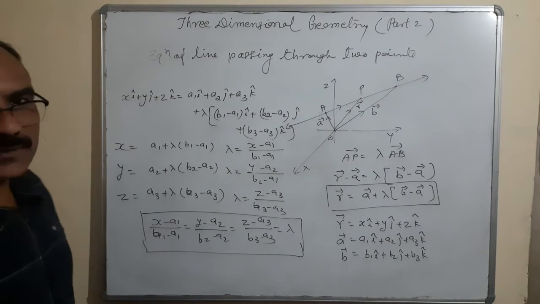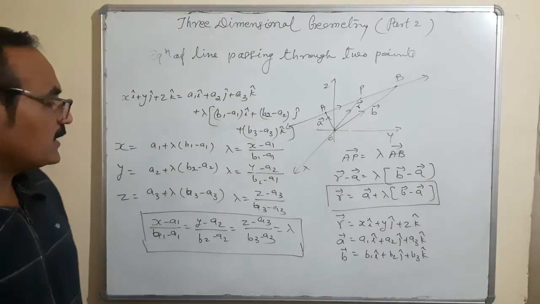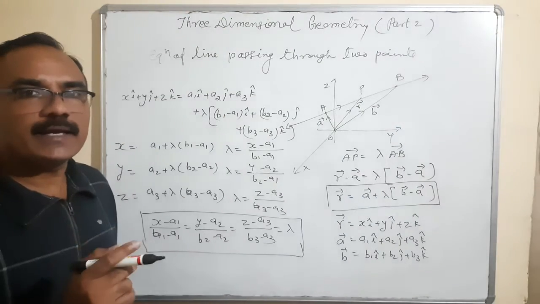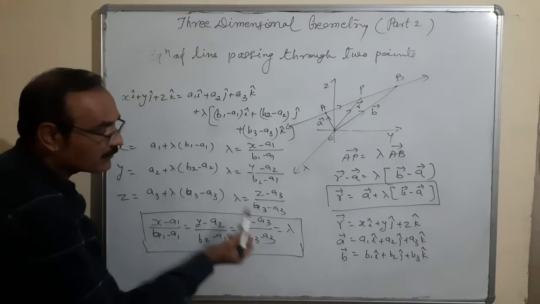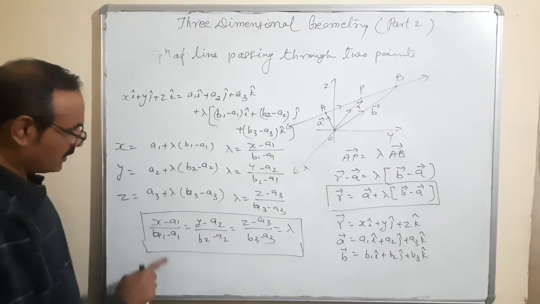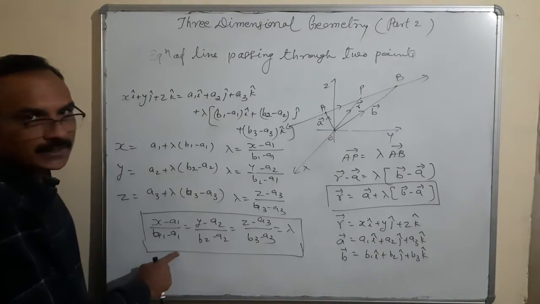Here, what is the difference from the first formula? Here, it is the equation of the line passing through 2 points rather than 1 point. So this is A1, B1, C1. You can treat any one of the points. Upon this is again direction ratios.